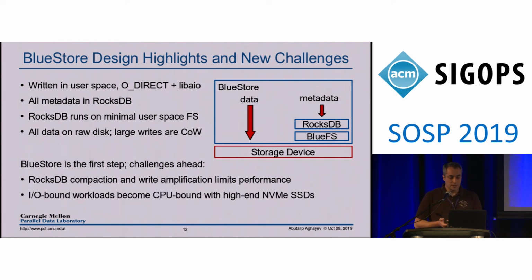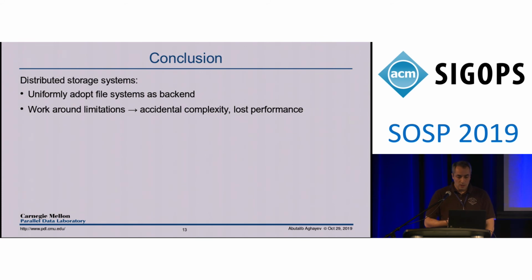Another example is that with the new high-end NVMe SSDs, the I/O bound workloads are now becoming CPU bound because the I/O latency is dropping. Addressing these challenges requires further research and optimizations. So in conclusion, distributed storage systems conventionally adopt file systems as the storage backend and then keep working around the limitations of file systems.